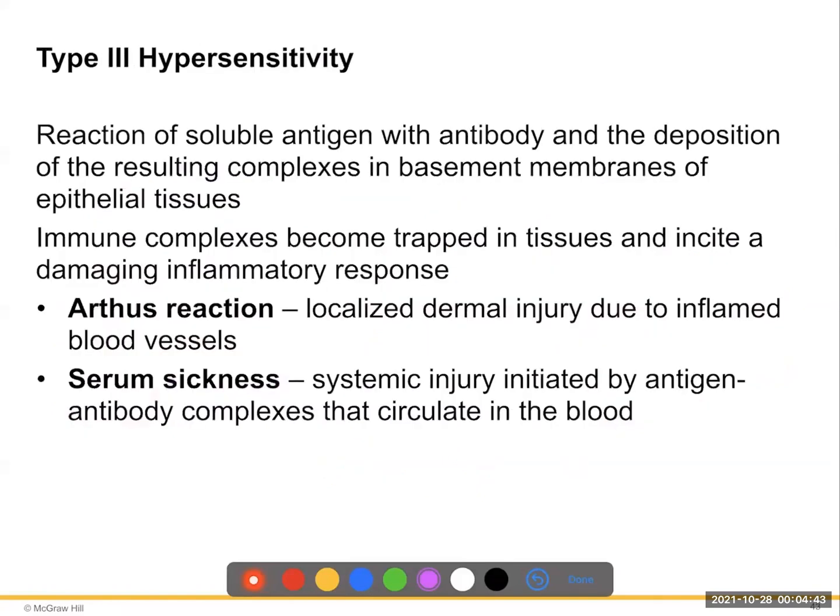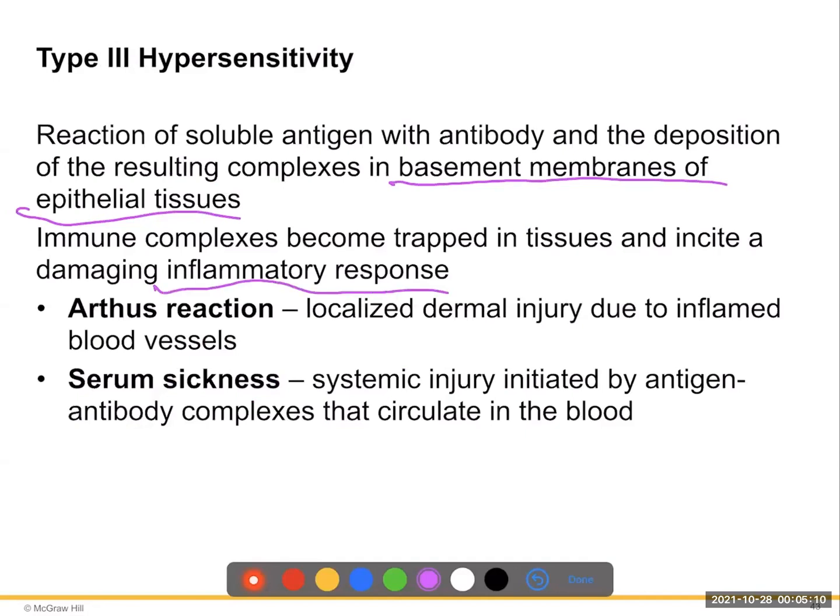Type 3 hypersensitivity is a reaction of soluble antigen with antibody and the deposition of resulting complexes in the basement membrane of epithelial tissue. So the complex where the antibodies bind to the antigens binds into the basement membranes of your epithelial tissue. So it's just below the layer of the skin. This immune complex becomes trapped in the tissues and incites a damaging inflammatory response.